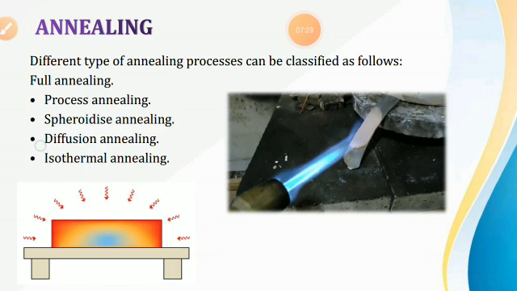Next one is diffusion annealing. Diffusion annealing is carried out at a temperature of 1100 degrees Celsius to 1200 degrees Celsius. This diffusion annealing is also called homogenizing annealing, and isothermal annealing. The name itself indicates isothermal. Isothermal is nothing but carrying out the process at a very high temperature. This is all about the types of annealing methods.